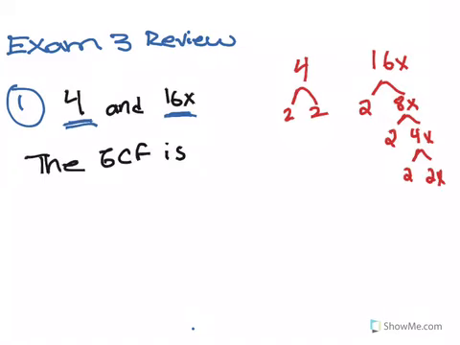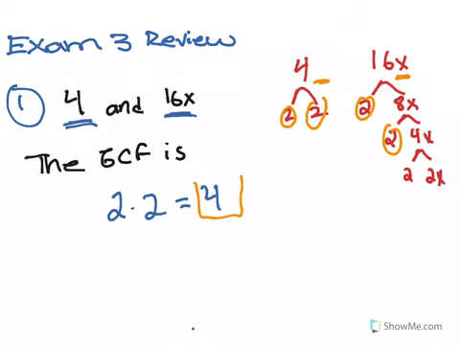Now, let's look at how many 2's they have in common. They don't have any variables in common. The variable is here, but it's not here, so it doesn't have it. So the only thing they have in common are numbers. So how many? I have 1, 2. They have a total of 2 2's in common. So I'm going to bring this out, and they have 2 times 2 in common. 2 times 2 is 4. So the GCF for those two monomials is 4.